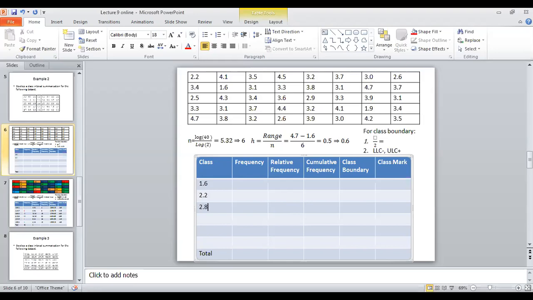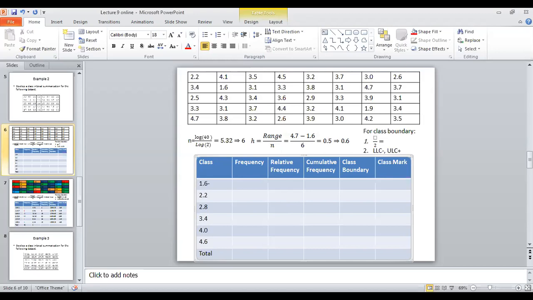Then 2.8, which is 2.2 plus 0.6, then 2.8 plus 0.6 is 3.4. 3.4 plus 0.6 is 4.0, and 4.0 plus 0.6 is 4.6. Right?